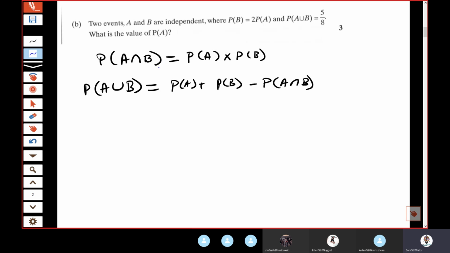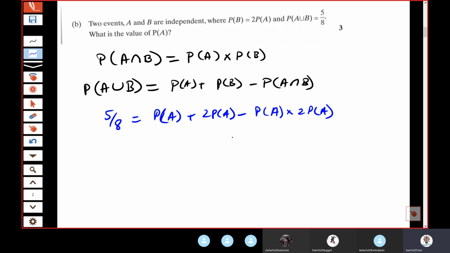Probability of A and B is equal to P(A) times P(B). So technically, P of A or B is 5 on 8. Probability of A is what we want to find. Probability of B is 2 times probability of A minus, obviously, probability of A times probability of B, which is probability of A times 2 times probability of A.